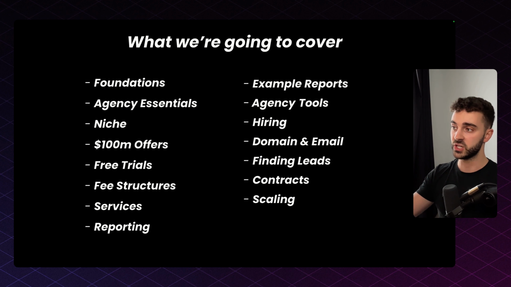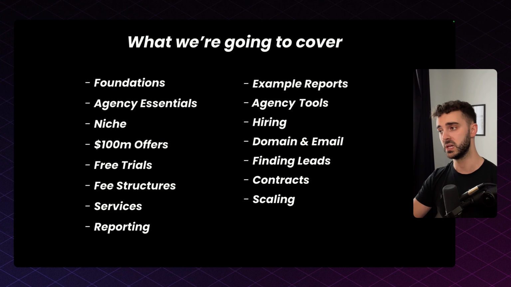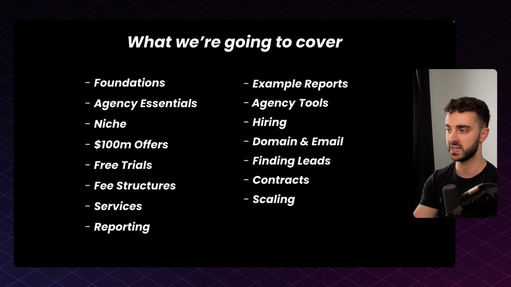Then we're going to look at the niche. Obviously, this is a huge one. I'm going to go through how to choose your niche, what kind of parameters and what kind of things to look out for when choosing a killer niche. Then we're going to look at $100 million offers. I'm literally going to go through how the king of offers, Alex Hormozi, what his thesis on offers is and how to create a killer offer.